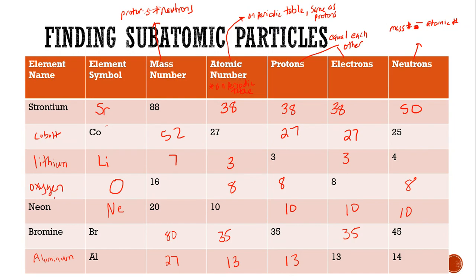So this is one way to kind of fill out this kind of chart, is again by knowing these different facts. Again, protons and neutrons make up your mass number. Your atomic number is the same as protons, and it's always found on the periodic table. Protons and electrons are equal to each other, and neutrons is mass number minus atomic number. I know that is a lot to understand, that is a lot to take in, so please make sure you really understand this information before moving on.